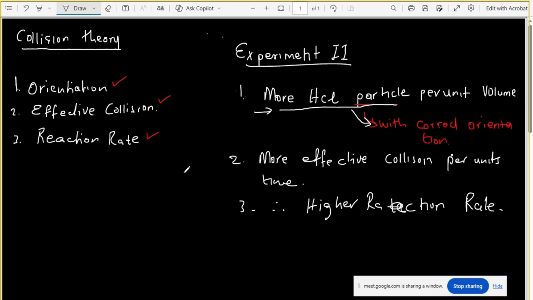So if the exam talks about the concentration, you check. The one that has the higher concentration will have more HCl particles per unit time with correct orientation. So there'll be more effective collision per unit time, therefore the higher the reaction rate.